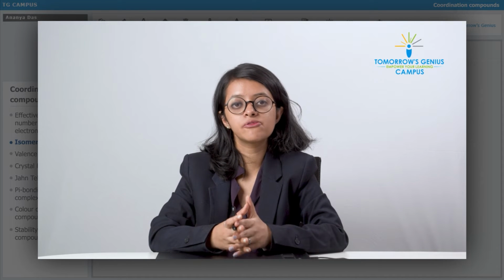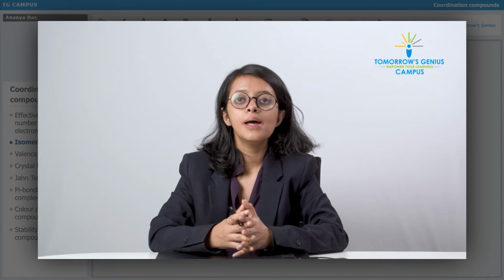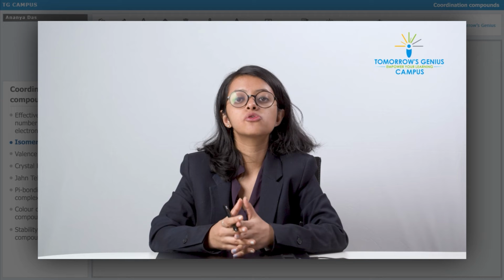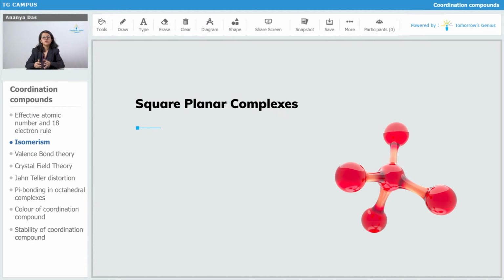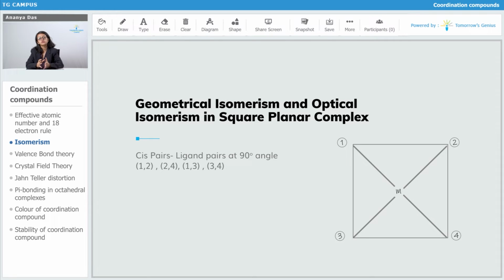Geometrical isomerism, some of them can show, some of them cannot show, that depends upon the ligands that they have, but optical isomerism most of them don't show. So now let's go and see the various cis pairs and the trans pairs for your square planar complexes, like we did for our octahedral complexes.